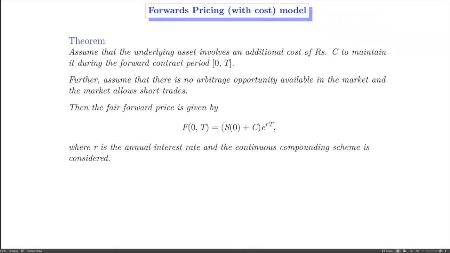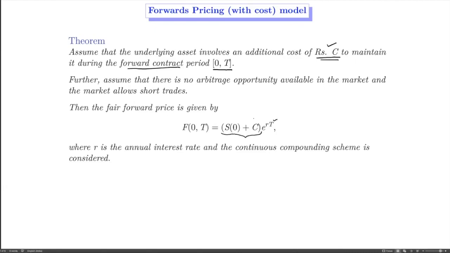So let us assume that the underlying asset involves an additional cost, say rupees C, to maintain it during the forward contract period. Say, for instance, you have made a contract to sell rice to your counterpart, say 100 kgs, and till the maturity time, you have to store this rice, right? So let's say that the storage space costs rupees C. Somehow you have to get it from the person who is going to buy the rice at time T, right? So therefore that should also be included in your pricing model.